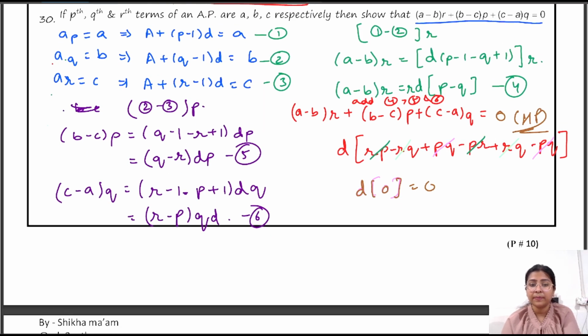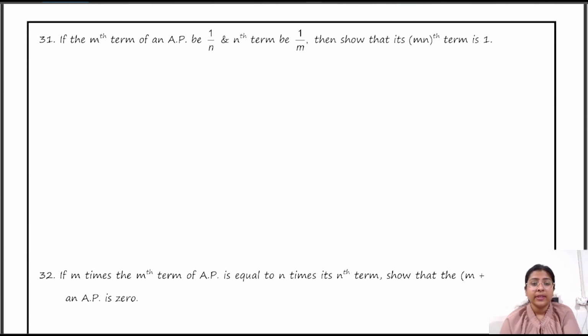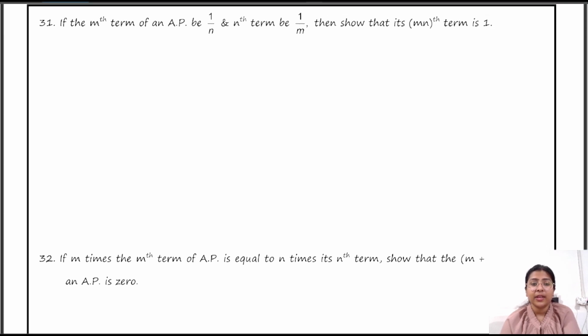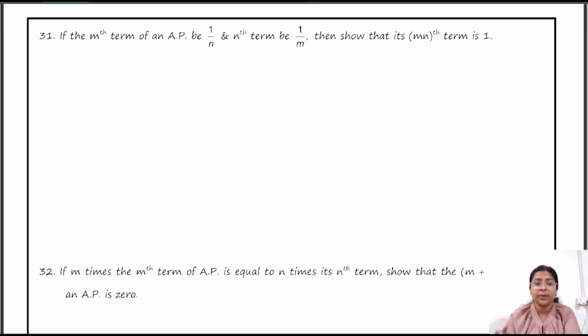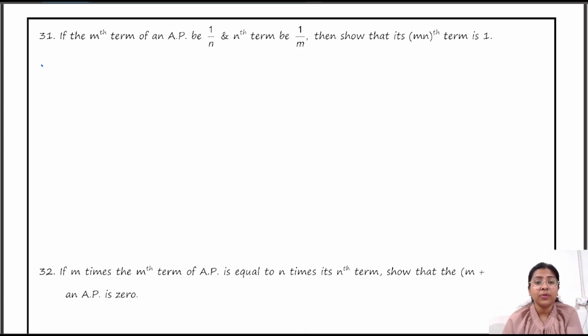See the solution. Any doubt? No? Okay, 3 more to go. Yes, we need to try 3 more questions, then the nth term related topic will be completed. Yes, see this. If the mth term of an AP is given as 1 upon n and the nth term is given as 1 upon m.